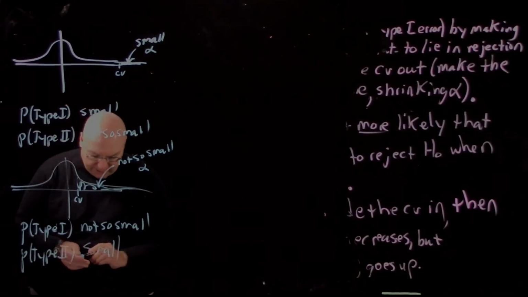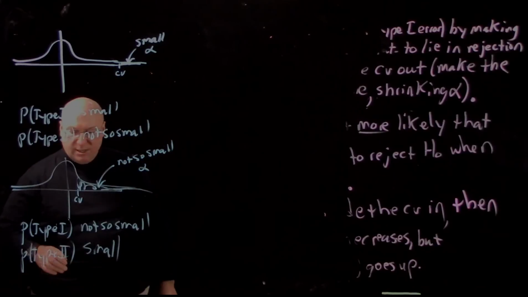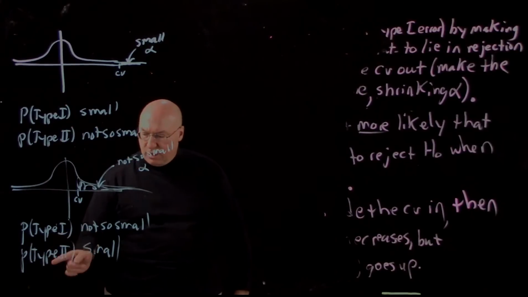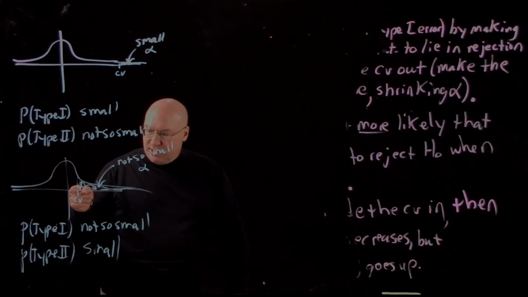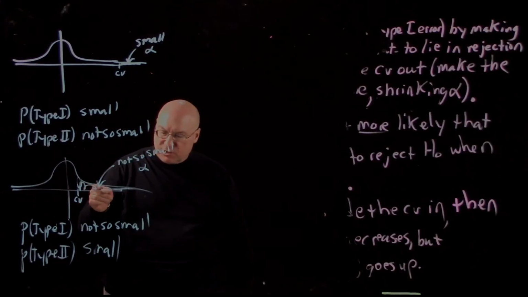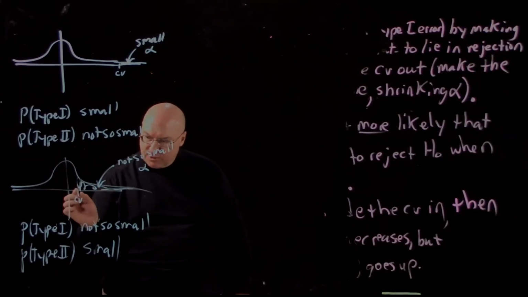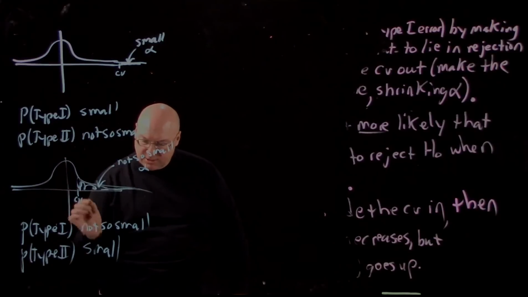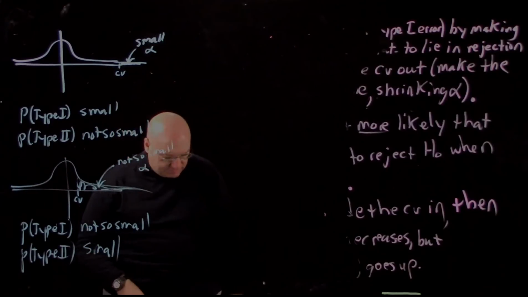I'm not so likely to fail to reject a true null, that's type 2, because it's easy to end up over here in the rejection region. I'm not so likely to fail to reject, ending up right in here. So that's why the probability of type 2 is small there.